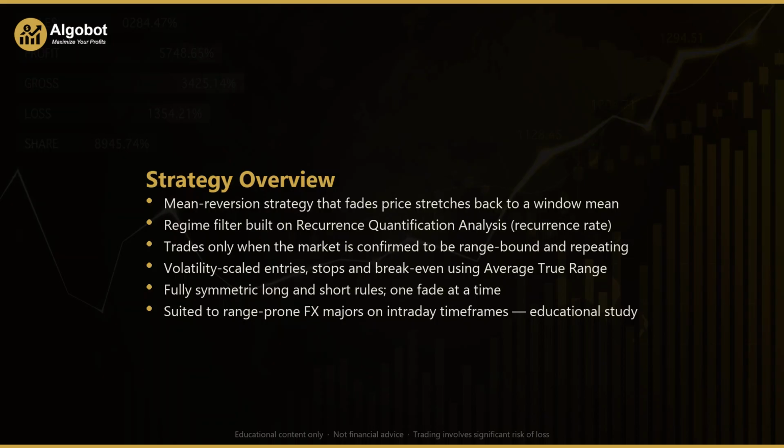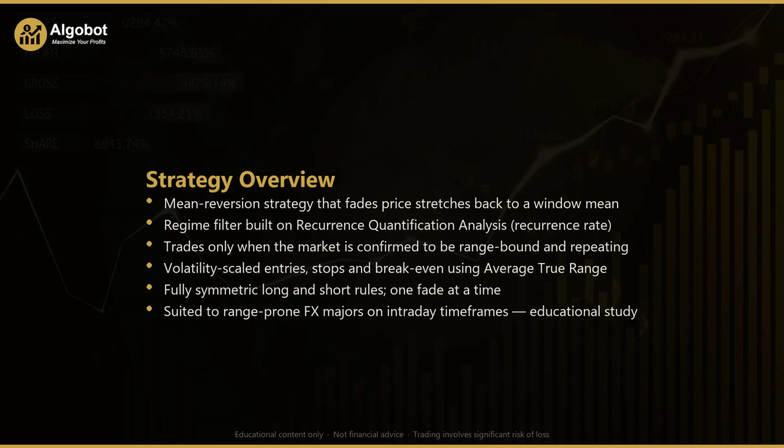When a market keeps revisiting the same neighborhood, that produces a high recurrence rate, and the regime is considered stationary and range-bound. When the trajectory keeps drifting away and never returns, the recurrence rate falls, which signals a trend or a breakout is underway. The strategy only fades stretches while that recurrence rate stays above a minimum threshold. Every entry, stop distance, and break-even level is scaled by average true range, so the system adapts to how volatile the market is at the time.